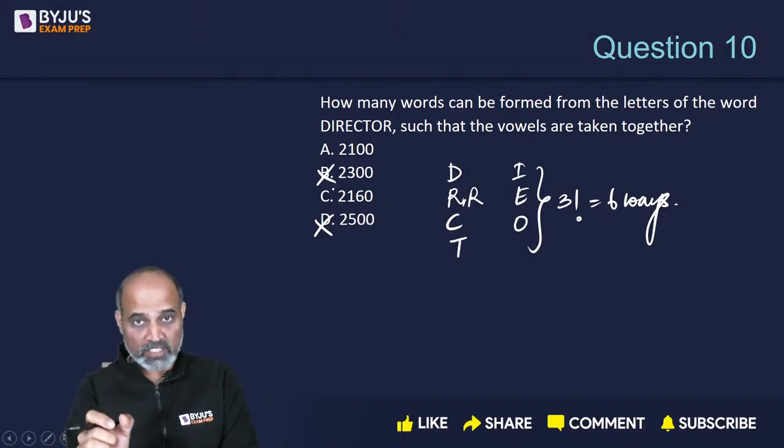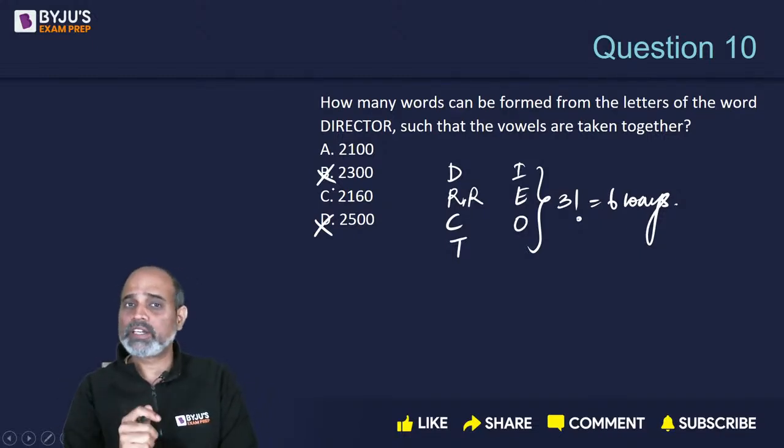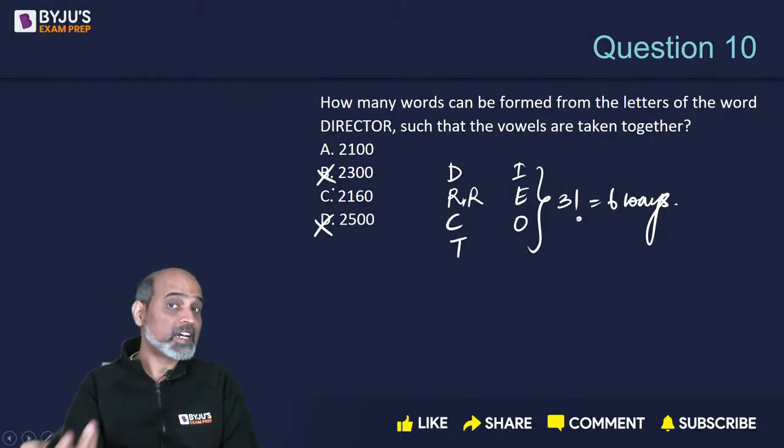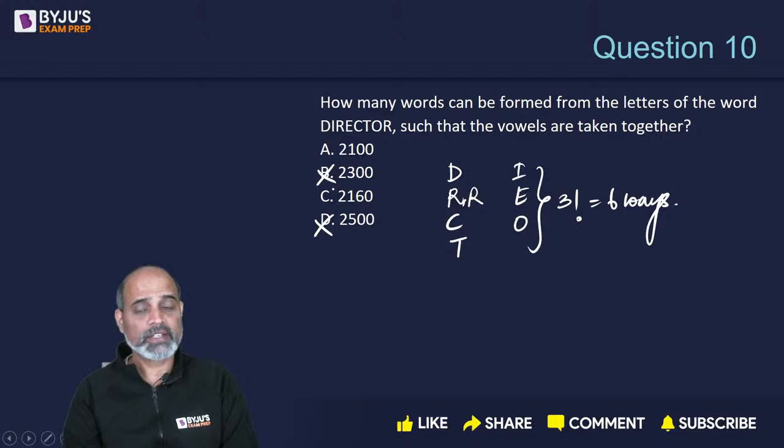How to check if a number is divisible by 3? You add the digits of a number. If the sum is divisible by 3, the entire number is divisible by 3, right? Since we are still left with 2 options, we'll have to go ahead and check.